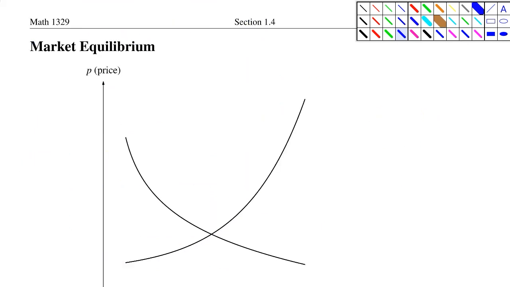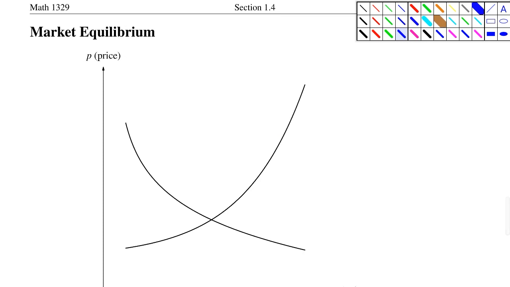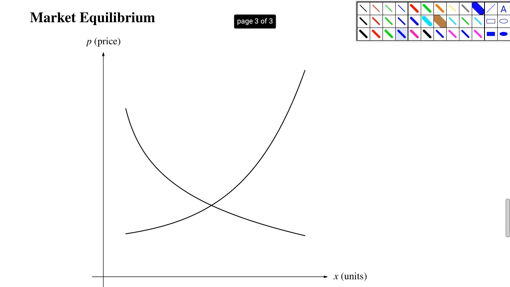Finally, we want to talk about market forces and market equilibrium. So here's the graph, and this is your typical supply curve and demand curve. And the question is, what's happening at different points along this curve? Well, let's say that the price of an item is right here.